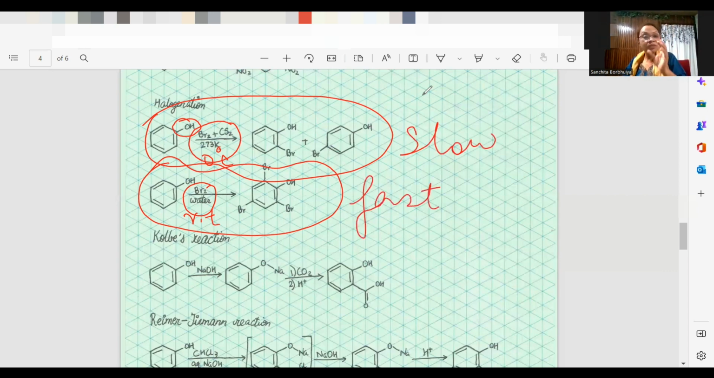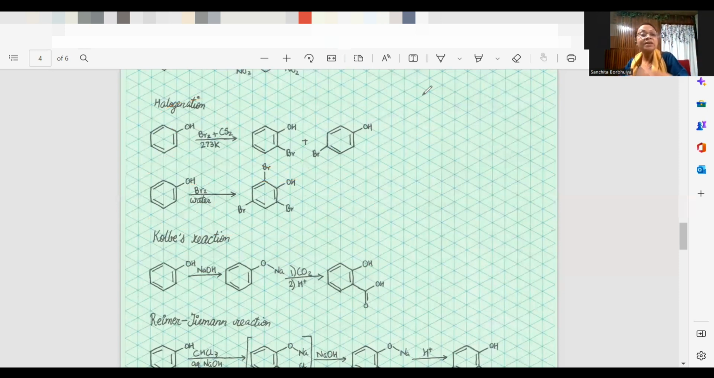The slow reaction will give you a mixture of products. Here, since bromination is happening, bromine is used along with a non-polar, non-protic solvent. There's a solvent effect in the formation of product also. In this case, bromination happens slowly at the ortho and the para positions, giving you ortho-bromophenol and para-bromophenol. In case of the fast reaction, which is happening with bromine water at room temperature, you get a tribrominated product, which is 2,4,6-tribromophenol.